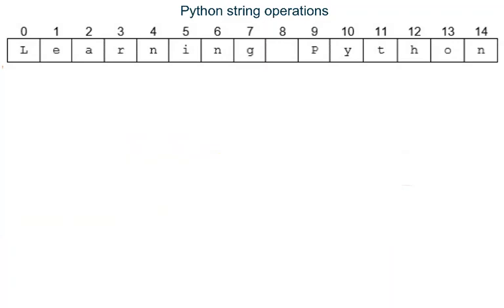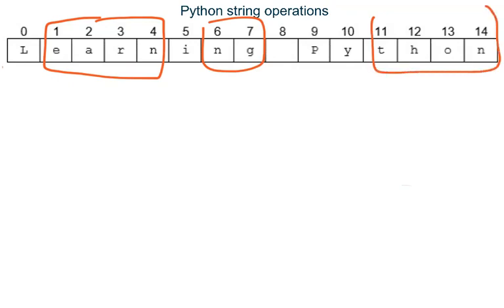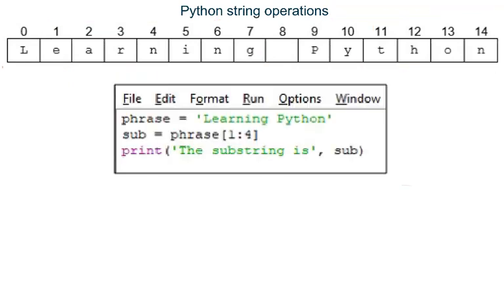We call a section of a string a substring. So learn is a substring of the longer string learning Python. Ear is also a substring, as is ing and thon and pi, etc.